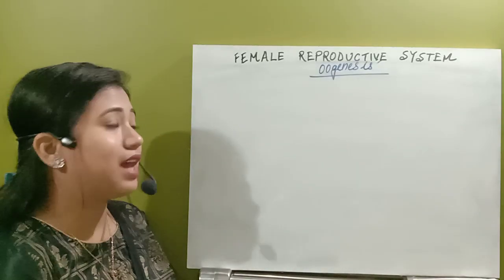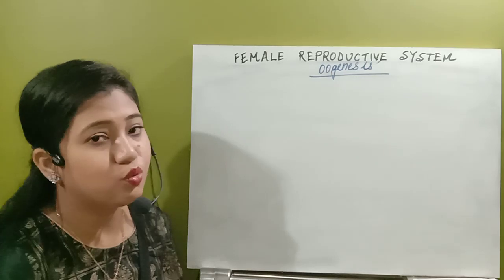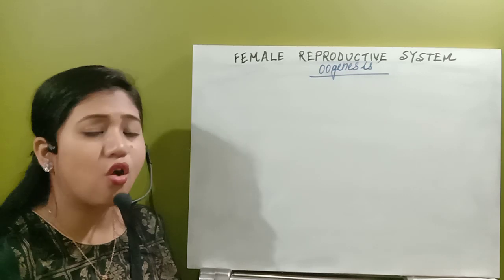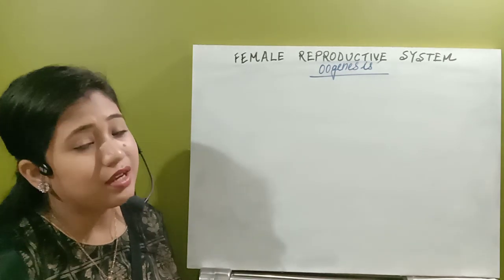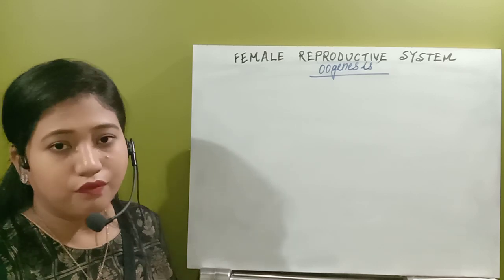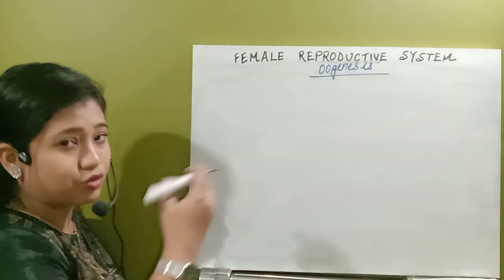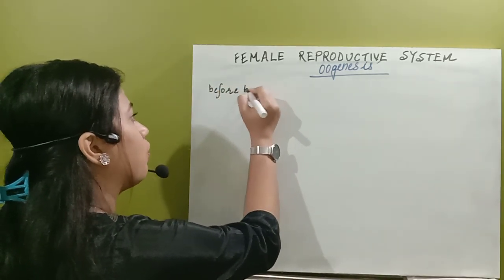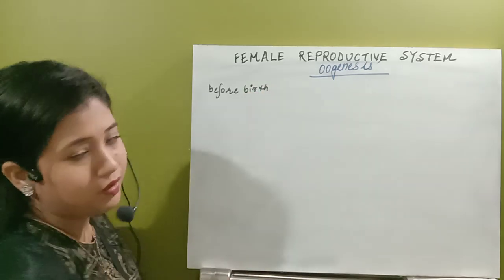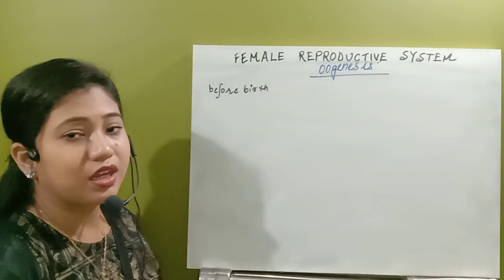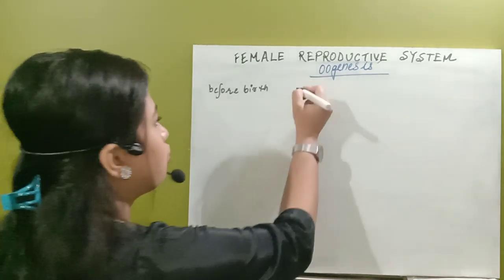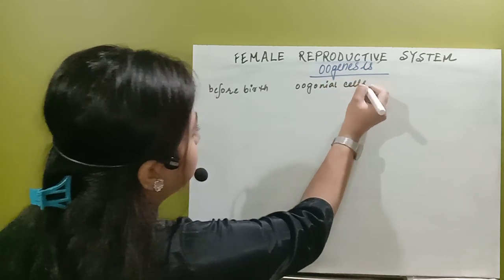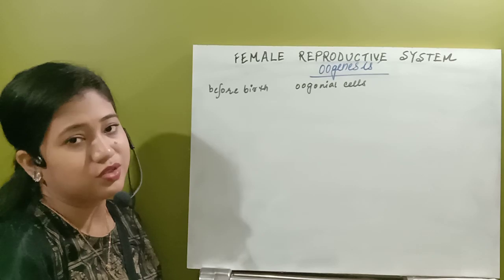Now let us see the last part of the female reproductive system, that is the oogenesis process. This oogenesis process is actually a very long process. It starts right before birth. Whenever the baby is in the mother's womb, before birth, the ovary is already formed. In the ovary, we have the germinal epithelium, and from the germinal epithelium, the oogonial cells will start to undergo the mitosis process.